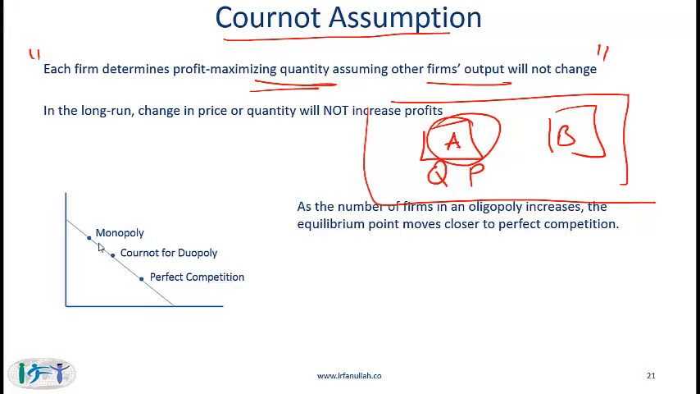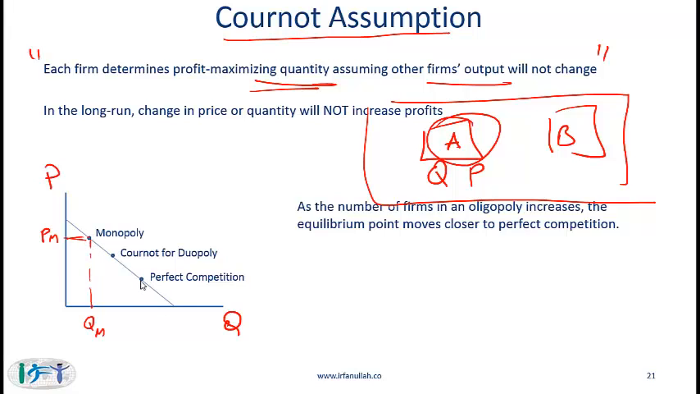Now let's just look at the price and quantity numbers associated with the Cournot assumption. If we look at the demand curve for the market, where we have price over here, quantity over here. With a monopoly, which is what we'll talk about in the next segment, we have a relatively high price and a relatively low quantity. This is with the assumption that the monopoly is not regulated.